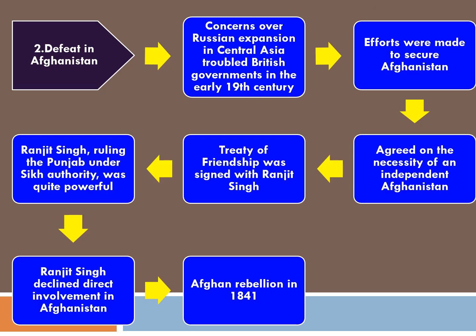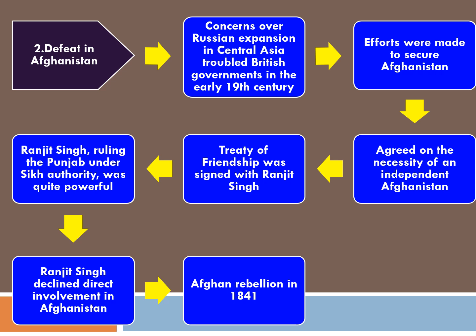Now, the defeat in Afghanistan was linked to the concern over Russian expansion. It was a British concern that the Russians would expand in Central Asia and it would trouble the British government in the early 19th century. Efforts were made to secure Afghanistan due to fears of Russian influence. Ranjit Singh, ruling the Punjab under Sikh authority, was deemed too powerful to confront militarily. In 1838, a treaty was signed leaving Ranjit Singh in control of the north of the river Satluj.